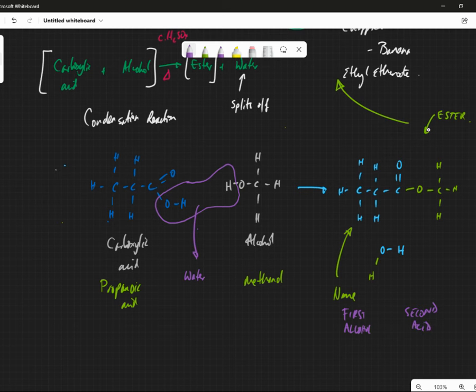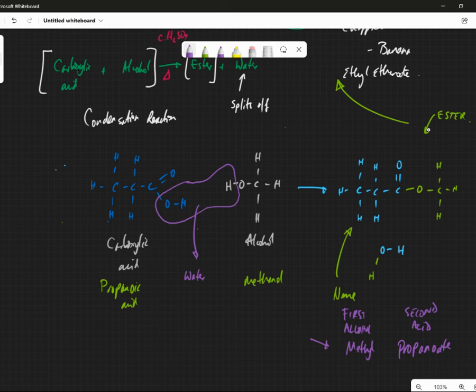Now, the alcohol we used is methanol, so the first name becomes methyl. The second name, where we use propanoic acid, is propanoate. So Mabato's quite right. It's known as methyl propanoate. Okay. Now, everything looks good here.